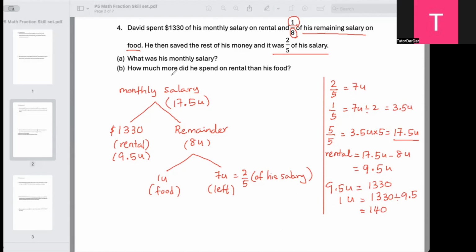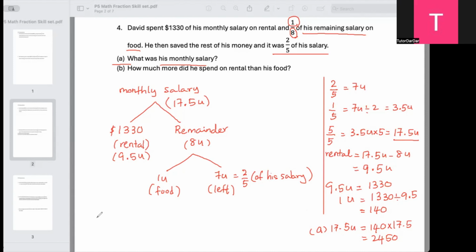Now, we need to settle this A first. What was his monthly salary? So monthly salary is 17.5 unit. So we will be doing 140 multiplied by 17.5, which will give you 2,450. This is for A.